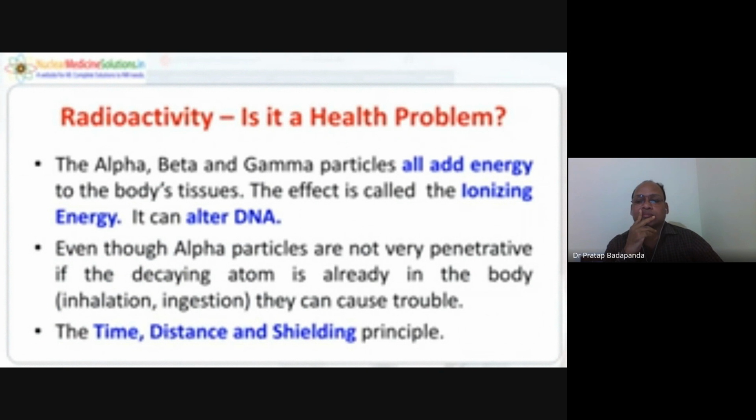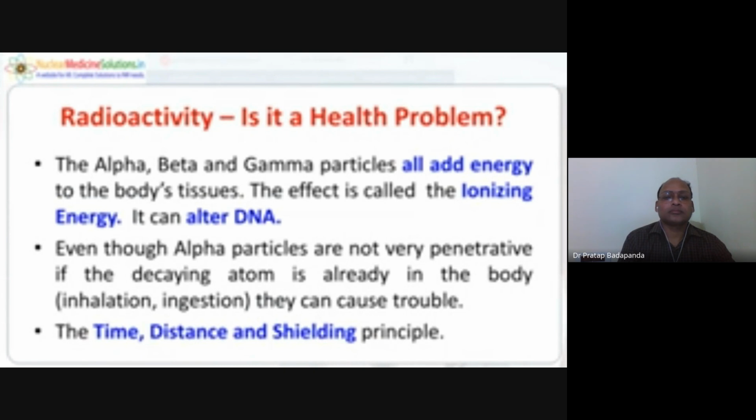It can alter DNA. Even though the alpha particle is not very penetrative, if the decaying atom is already in the body, like through inhalation, it can cause trouble. When the radioactive material is outside the body, it is a hazard. But when it goes inside the body through inhalation and ingestion, it is going to decay and cause harm. Alpha and beta are going to harm, but gamma may come out.